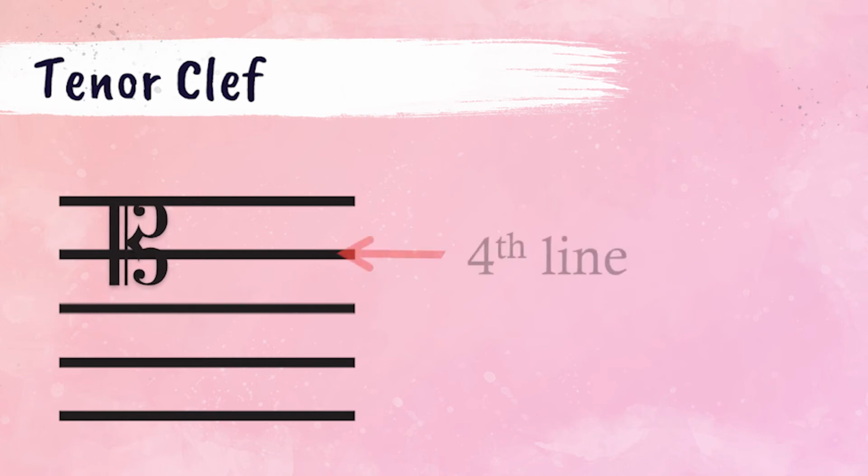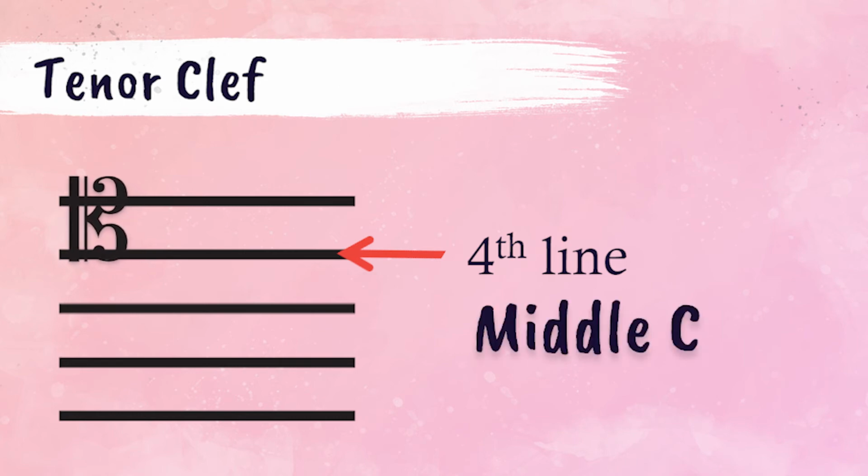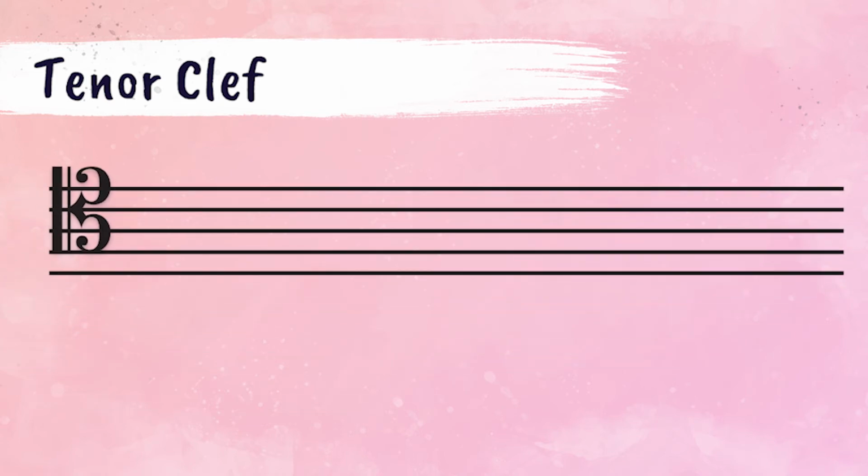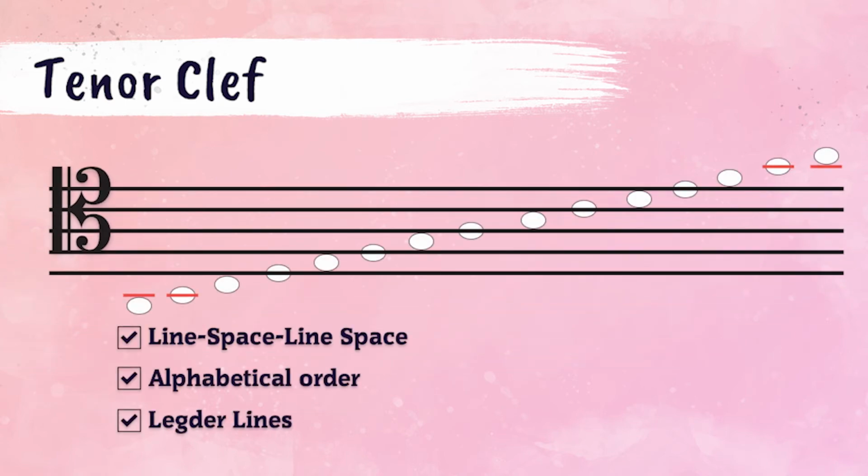Last, we will learn the tenor clef. It has the same symbol as the alto clef, but the placement is slightly different. The tenor clef's 2 curvy lines meet on the 4th line. So knowing that's where the 2 curvy lines meet, that is where the middle C is. The ledger lines, line space principle, and music alphabet order also apply in both of these clefs.